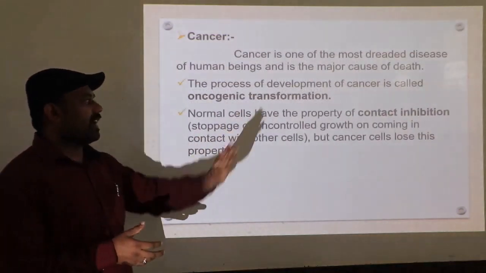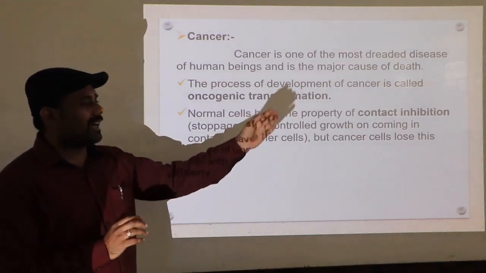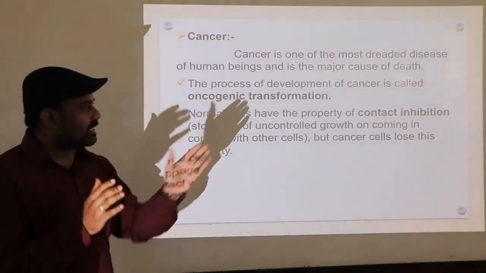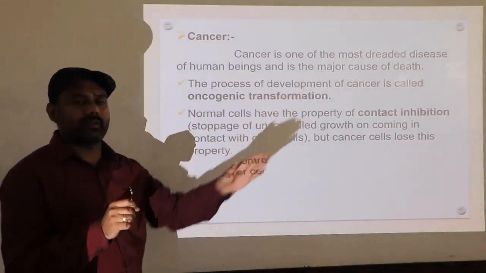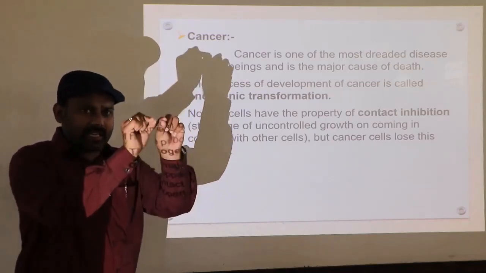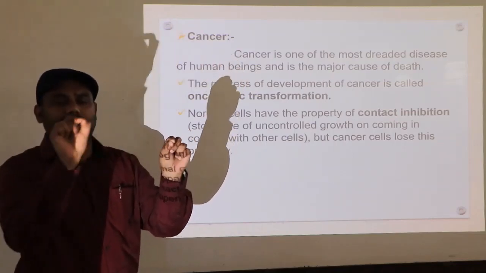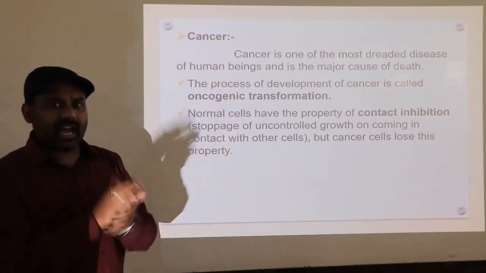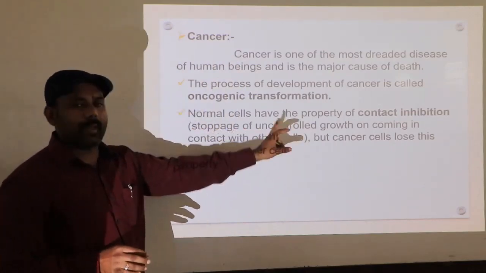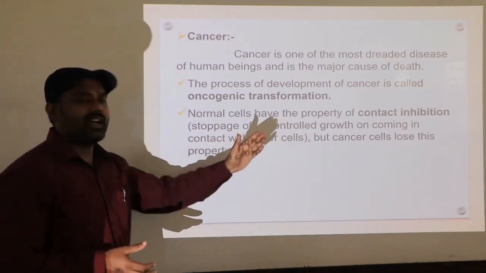Next, the normal cells have a very important property called contact inhibition. Cell to cell contact inhibition means that in our body, when any normal cell is about to convert into an abnormal, cancerous cell, the neighboring cells can control that abnormal or uncontrolled growth, which comes in contact with the other cell.